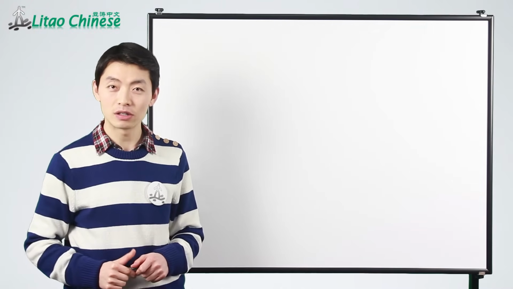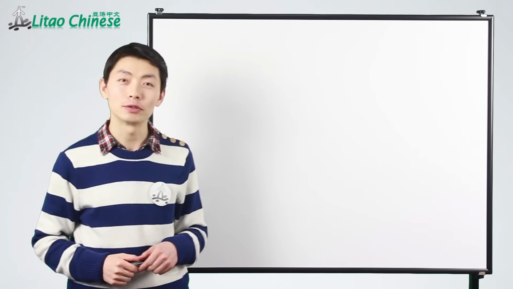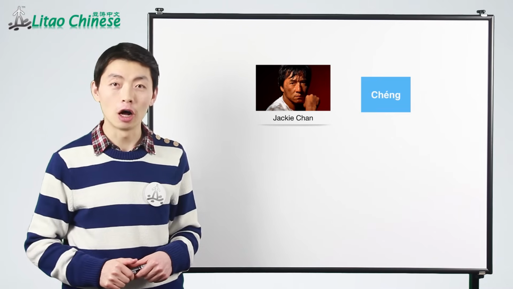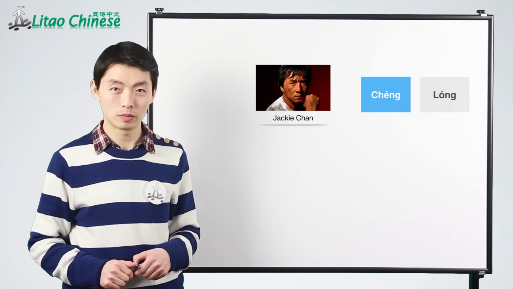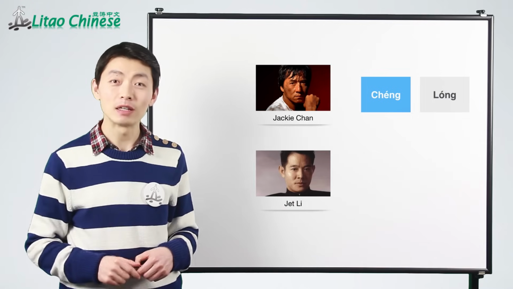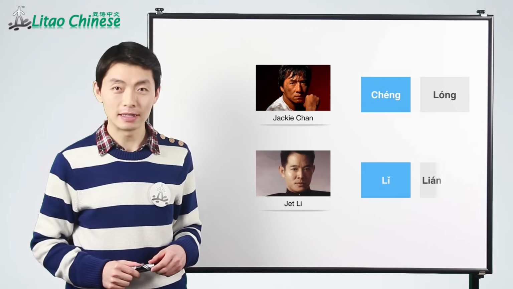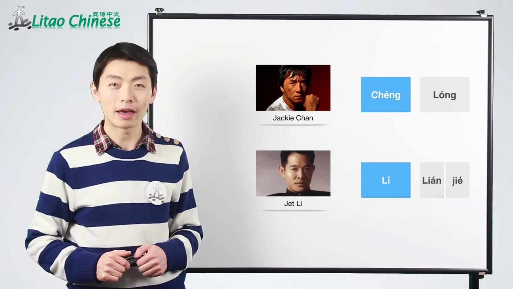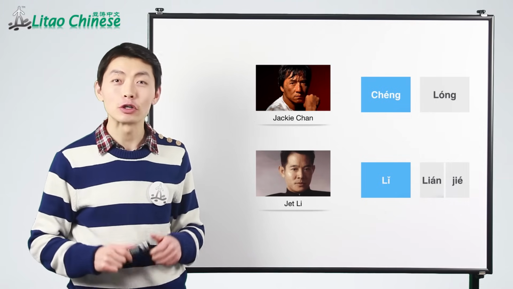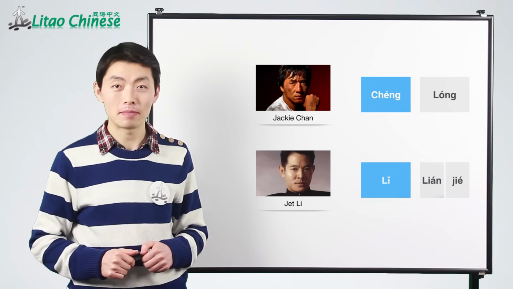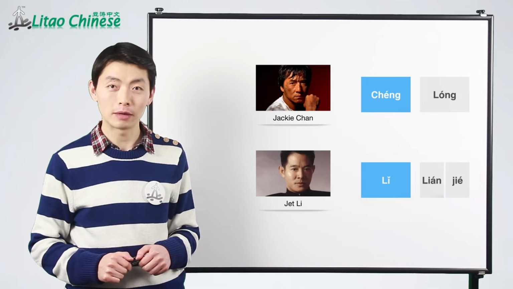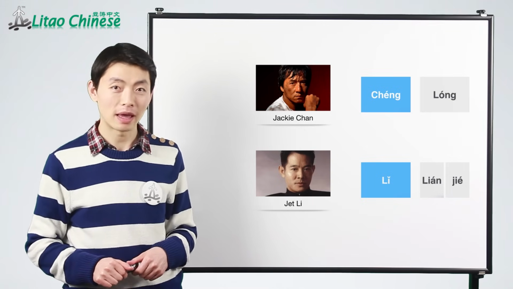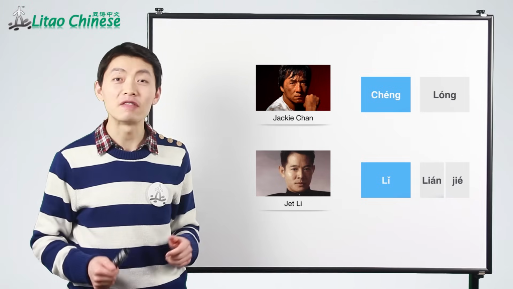A common Chinese name consists of two or three syllables. For example, Jackie Chan, who is a very famous kung fu star. His Chinese name is Cheng Long. It's a two-syllable Chinese name. Jet Li, another very famous kung fu star. Li Lianjie is his Chinese name. It's a three-syllable name. As we know, in English-speaking countries and many other countries, family name goes at the end of the full name. But Chinese family name always comes at the beginning of the full name. For example, Cheng and Li are both their Chinese family names, and Long, Lianjie are their given names.